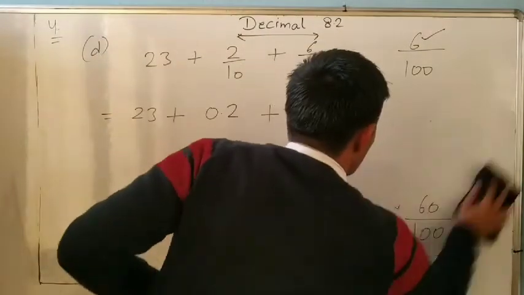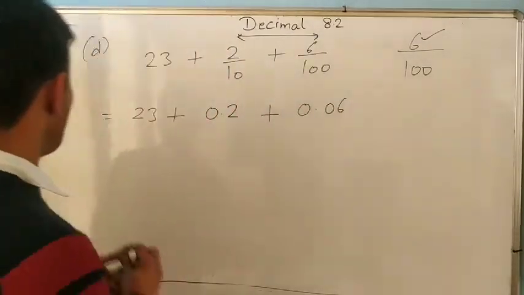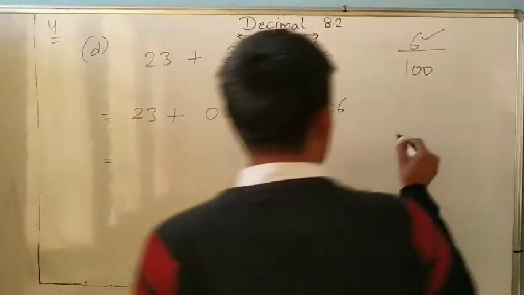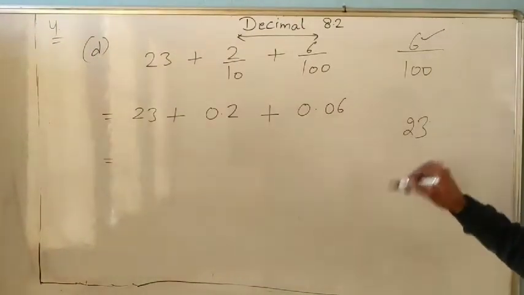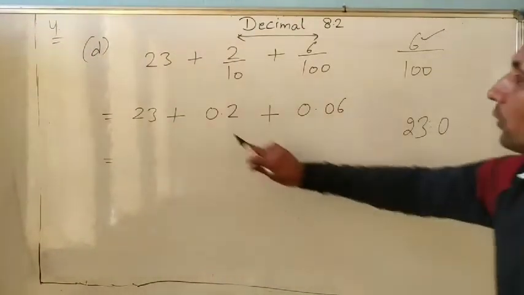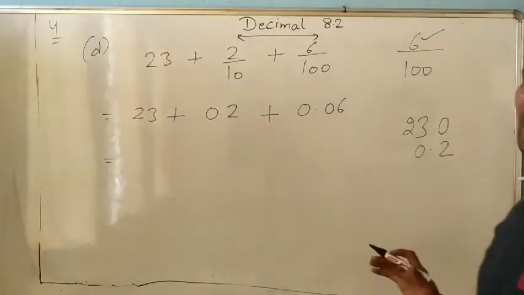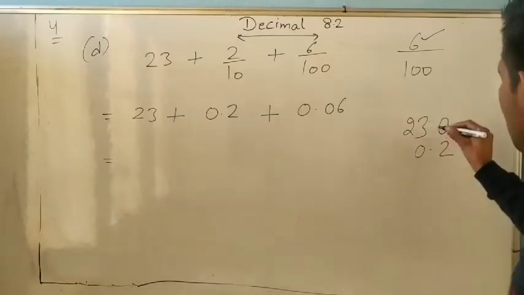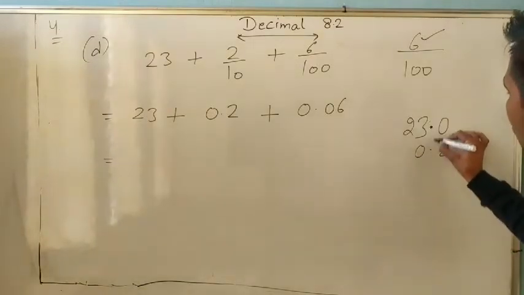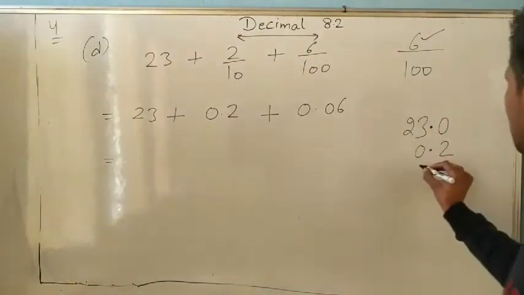So now we will add. How will we add? If you don't know, we will write 23.2 and 0.06. Always remember one thing: the decimal should always be in the same line. Okay.